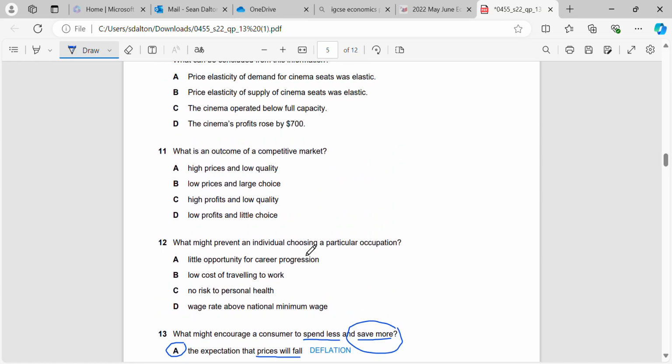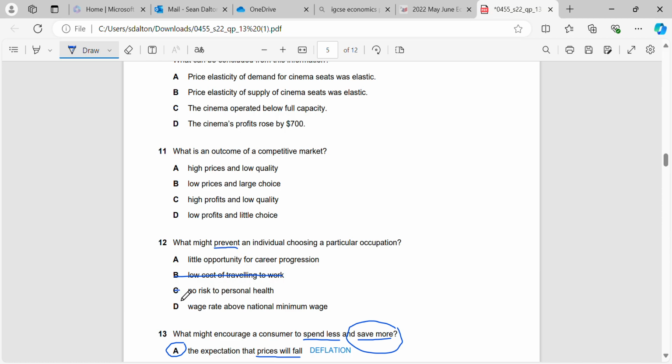Okay, question 12. What might prevent an individual choosing a particular occupation? So basically this is common sense again, right? What might stop a person from taking a job? That's essentially what they're asking us. Would the low cost of traveling to work stop somebody from taking a job? Definitely not. That would be something that would help them to take a job.